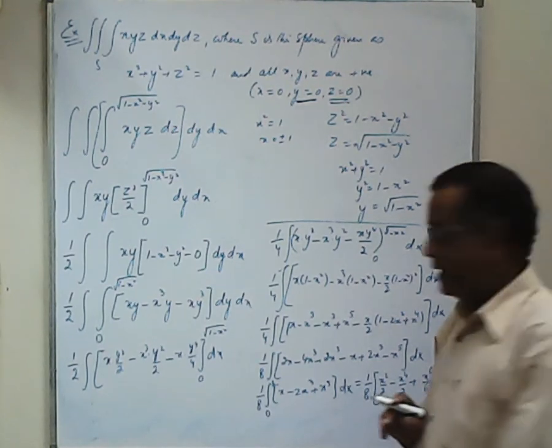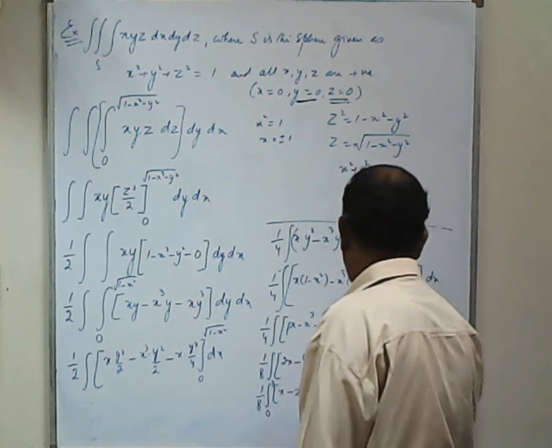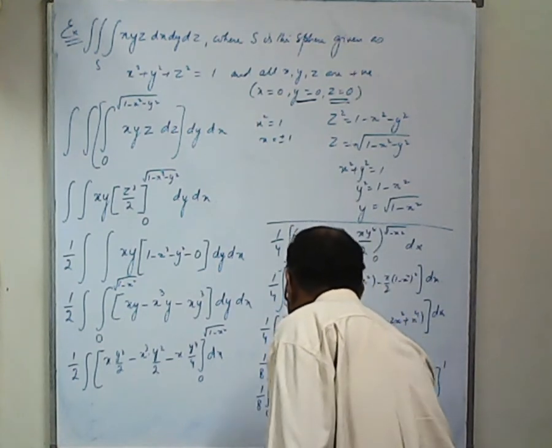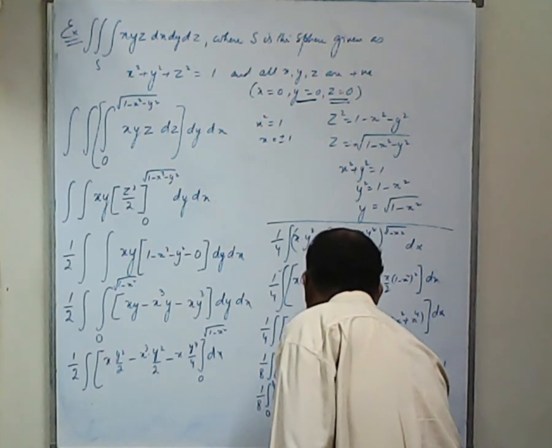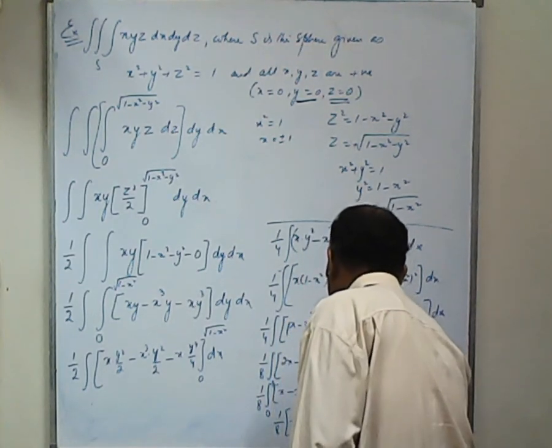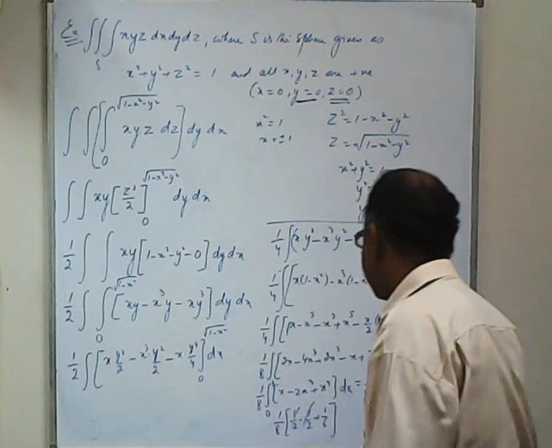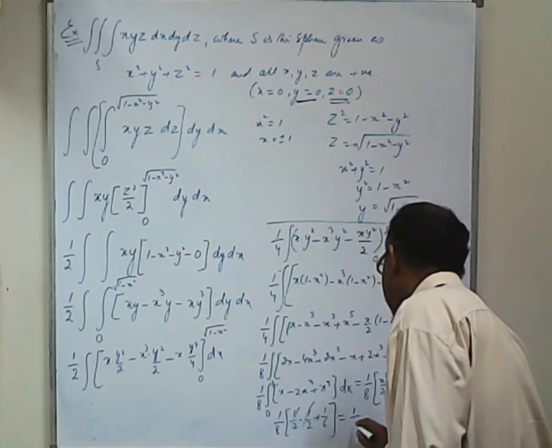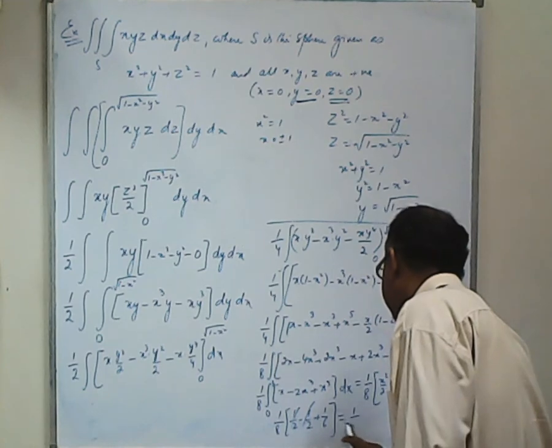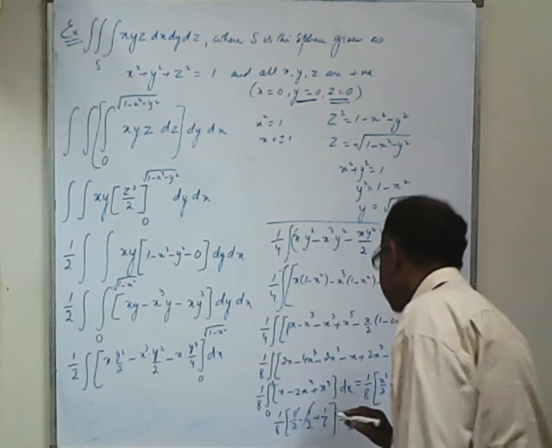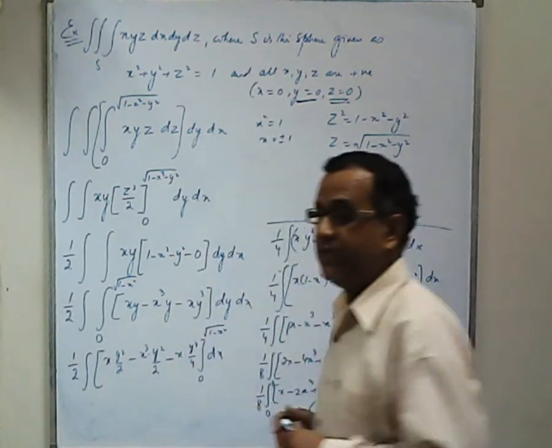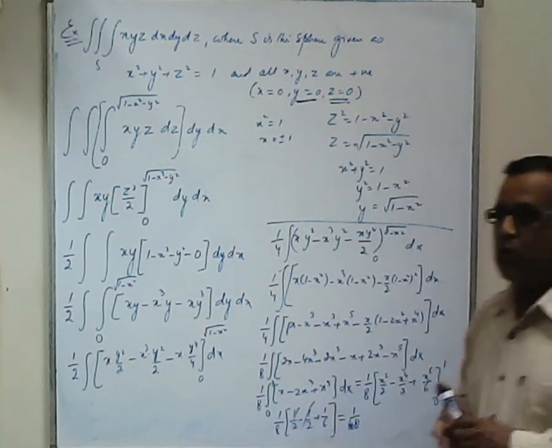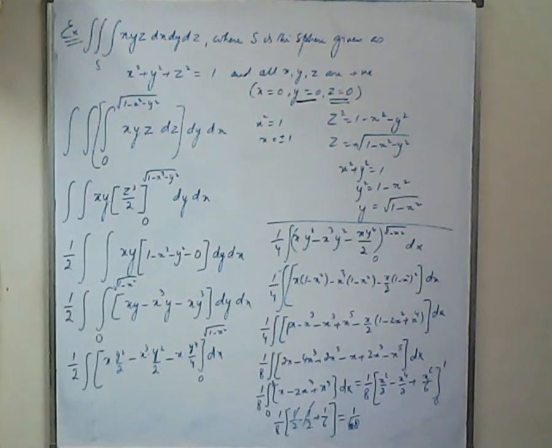So I can simply write the upper limit minus lower limit: 1 upon 8, upper limit is 1 upon 2 minus 1 upon 2 plus 1 upon 6, and lower limit is 0, so all values will be 0. This cancels with this, so this is equal to 1 upon 48. So 1 upon 48 will be the answer of this. So this is today's example number 1.